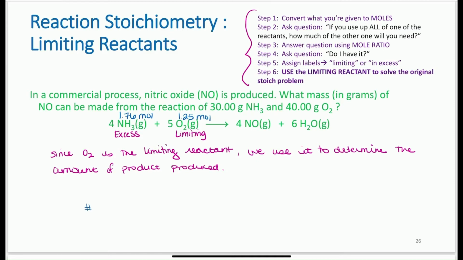I want to know the number of grams of NO that I can make. I know that I have 1.25 moles of O2. 4 moles of NO are produced for every 5 moles of O2 consumed. The molar mass of NO is 30.01 grams per mole.